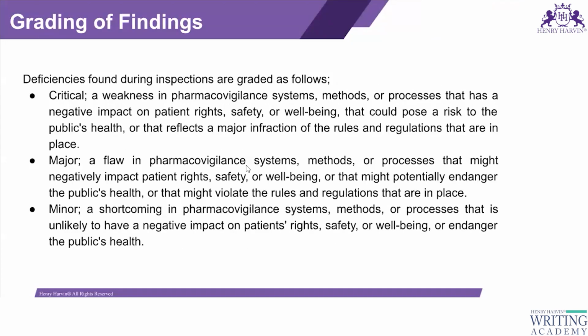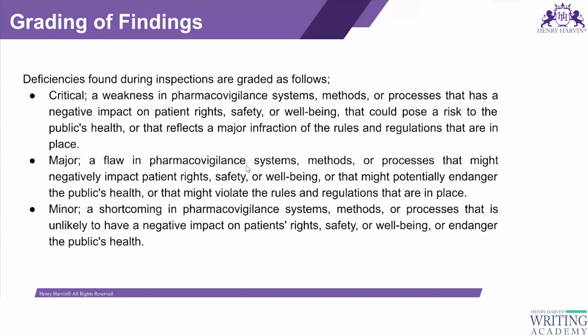Then grading of the findings. So how is the grading done? Deficiencies found during inspections are graded as follows. Critical: a weakness in pharmacovigilance systems, methods, or processes that has a negative impact on patient rights, safety, or well-being, that could pose a risk to the public's health, or that reflects a major infraction of the rules and regulations that are in place.